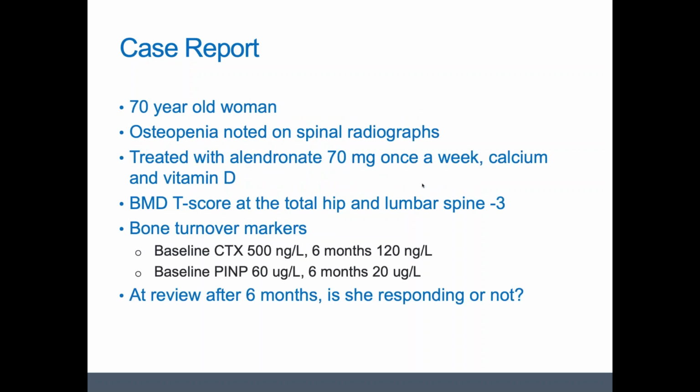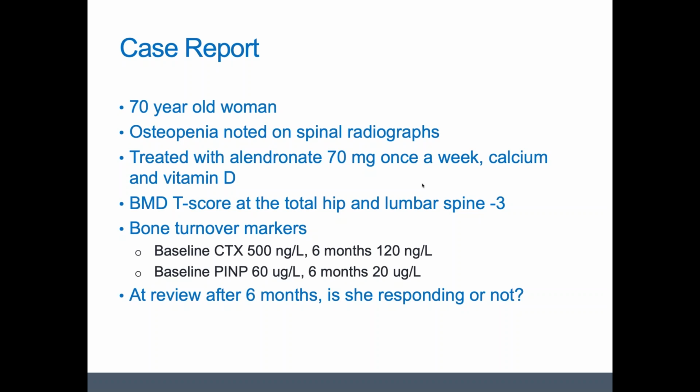So here's my first case history, which is a 70-year-old woman who had osteopenia diagnosed on spinal radiographs. She was being treated with alendronate at the licensed dose, along with calcium and vitamin D. And the T-score would meet the criteria for osteoporosis with a value of -3 at the total hip and lumbar spine. And at the baseline, we measured two bone turnover markers. We measured CTX and P1NP.